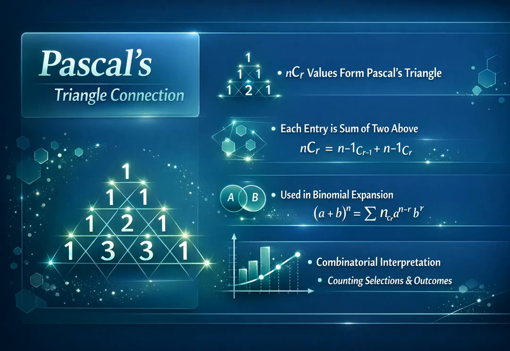Pascal's triangle is deeply connected to combinations. The values of nCr form the triangle's entries. Each entry is the sum of the 2 entries above it. This appears in binomial expansion coefficients. The triangle provides a quick way to find combination values without calculating factorials.